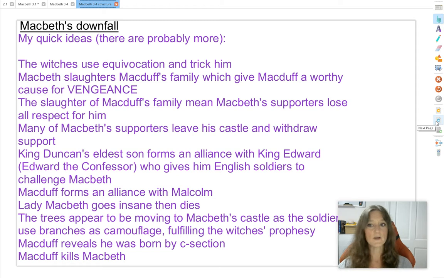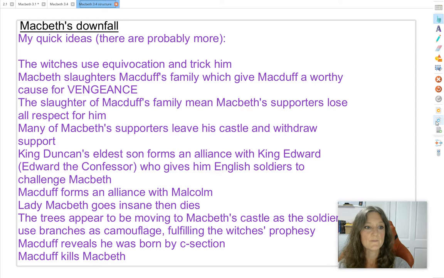Okay, here you go. Here are my quick ideas, as I said. So there probably are more than these. Not sure, I've got about 8. And so, the first thing that goes wrong is that the witches absolutely trick Macbeth by using equivocation. They use language in deliberately ambiguous ways to try and fool and trick Macbeth and make him believe that he's safe when really he is not safe at all.